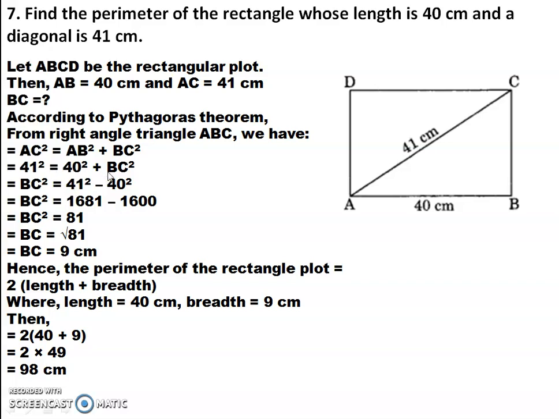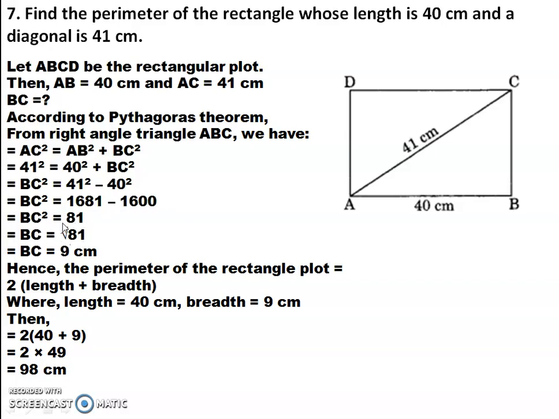Now, which one is unknown to you? BC square is unknown to you. So, you will subtract 41 square minus 40 square. Now, tell me how will you find 41 square? Is it 41 into 2? Students, don't do that. 41 square is 41 into 41. That is 1681. 40 square is 40 into 40, 1600. Subtract it, you will get 81.